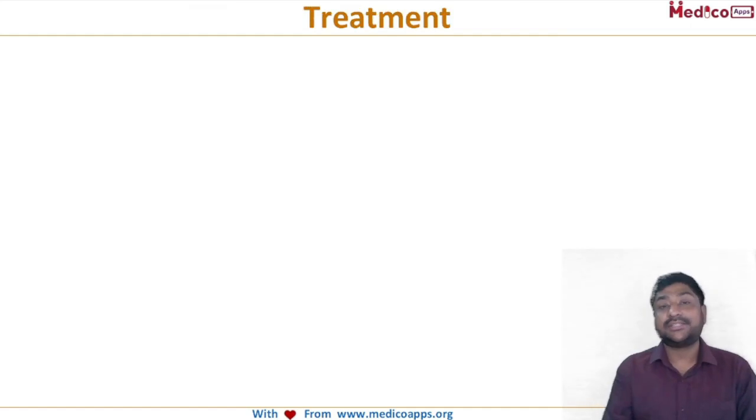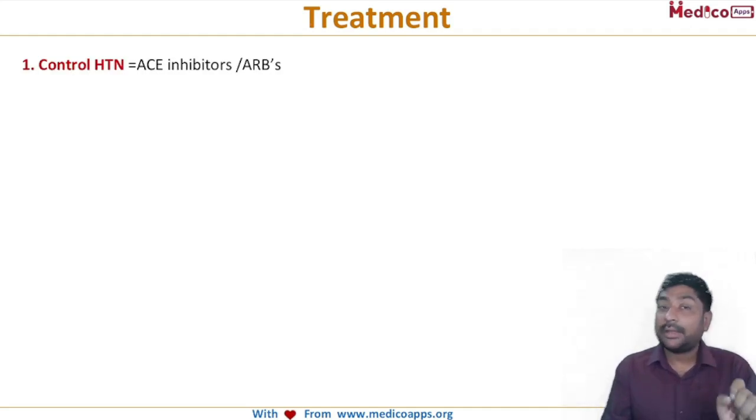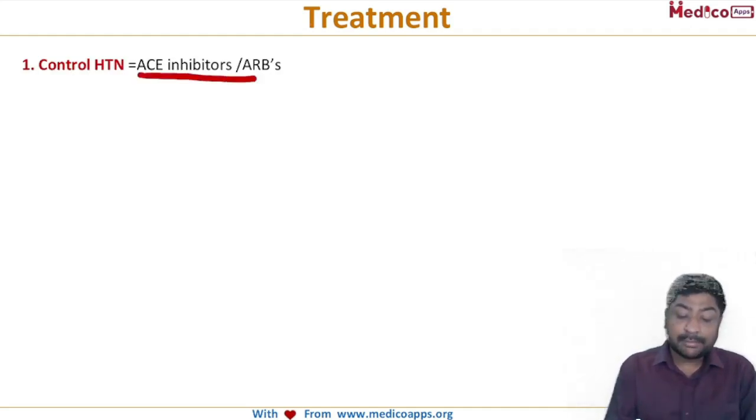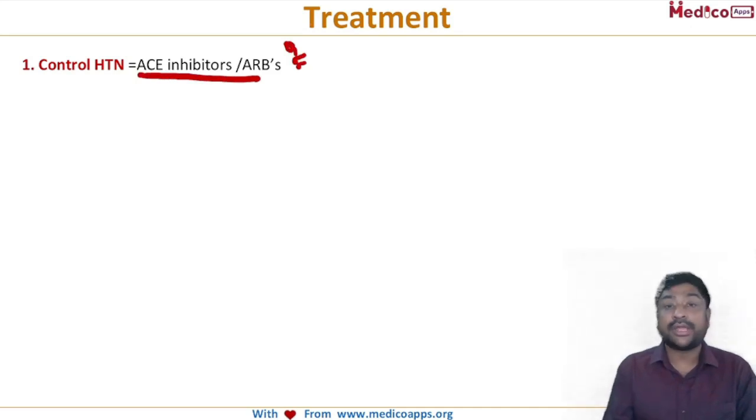How do we manage these patients? So control of hypertension, because I told you that the most common cause of death in these patients will be because of complications related to hypertension. So control of hypertension becomes very important. So we will primarily use ACE inhibitors or ARB.